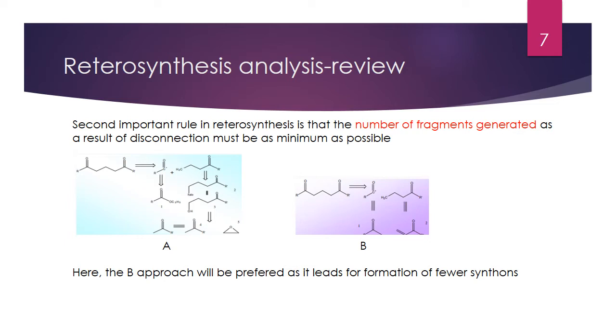In the B approach, we simply think that we have a synthon A, and synthon A can be thought of from a ketone, and we have synthon B, which can be considered to be obtained by conjugate addition to a conjugated system. So this is an alpha beta enone. In disconnection B, we have only two fragments obtained, while in disconnection A we have a large number of synthons, so disconnection B will be favored, will be preferred, because it involves generation of the least number of fragments.